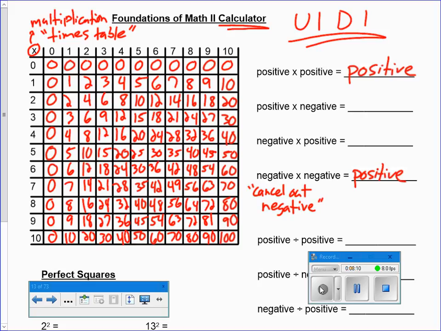Anytime we have opposite signs, that's a positive times a negative or a negative times a positive, we're going to have a negative product.